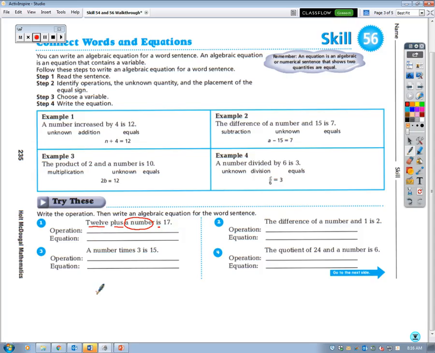I've run out of room. I'm going to write that down here. No, I'll write it up here. I'm going to make it fit.